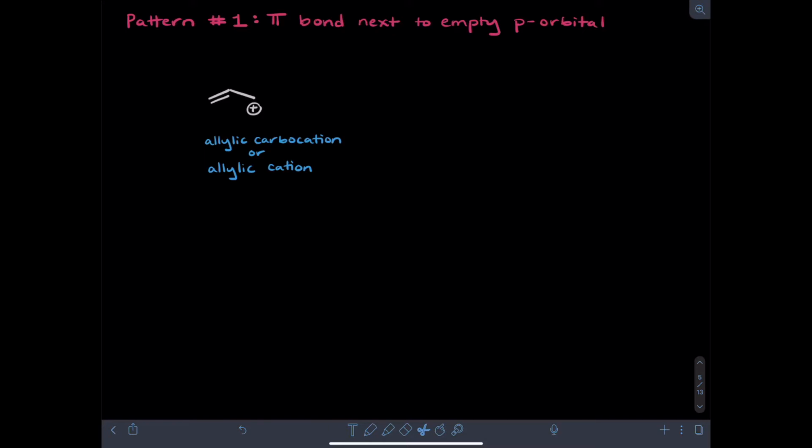This is the case in the molecule we saw before, where we have a positively charged carbon directly adjacent to a pi bond. This particular molecule is known as an allylic carbocation, or the allylic cation. Carbocation refers to a carbon with a positive charge. To show how electrons would flow from this molecule to get us to our other resonance contributor, I'm going to draw one curved arrow.